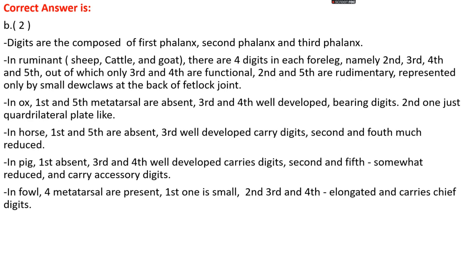In case of pig, the first is absent, the third and fourth are well developed carrying digits, and the second and fifth are somewhat reduced and also carry accessory digits. In fowl, 4 metatarsals are present. The first one is small, and the second, third, and fourth are elongated and carry the chief digits.